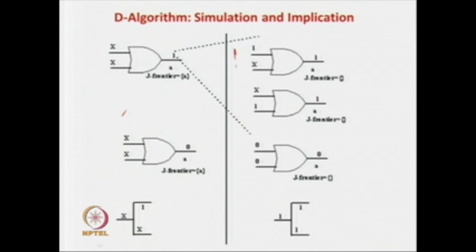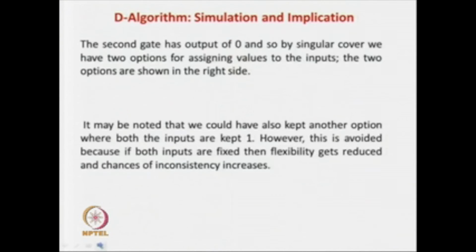Similarly, in this case 1 1 is one choice which is left, which you are not using. Why we are not using it is very important, we will see. We could have another option to keep the input as 1, but this is avoided, because if both the inputs are fixed, then the flexibility is lost and cases of inconsistency increase.